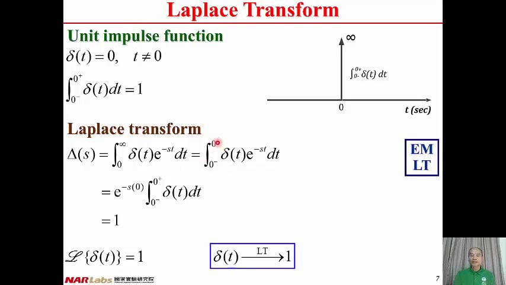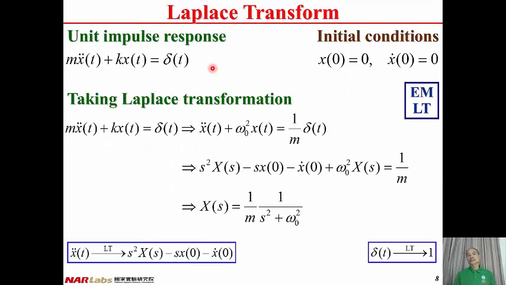And in this small range of time, exponential minus st is a constant, because exponential minus st is a continuous function. And in this small interval of time, exponential minus st equal to exponential minus s times 0. And then it can be taken out from the integration, because it's no longer a function of time. Therefore, we have exponential minus s0 equal to 1 times the integration from 0 minus to 0 positive of delta t dt. And from the definition of unit impulse function, this integration equal to 1. Therefore, the Laplace transform of the unit impulse function, the Laplace transform of delta t, equal to 1.